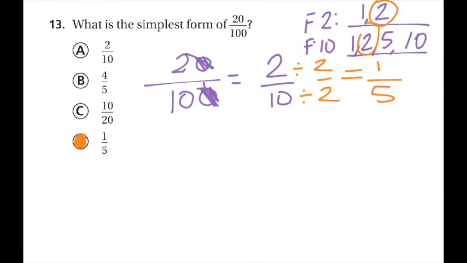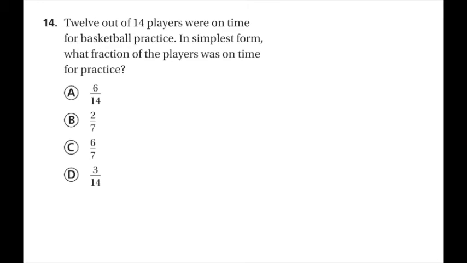Okay, moving on to the next problem. Number 14. 12 out of 14 players were on time for basketball practice. Wow, only 12 out of 14. Well, that's good. That's still more than half. In simplest form, what fraction of the players was on time for practice? So now I'm going to take 12 out of 14 and write that as a fraction. 12 out of 14 would be 12/14.